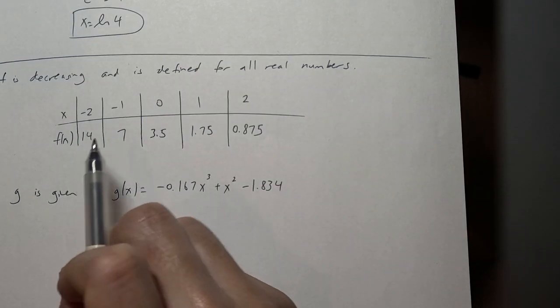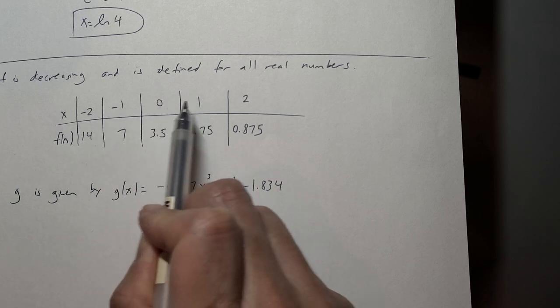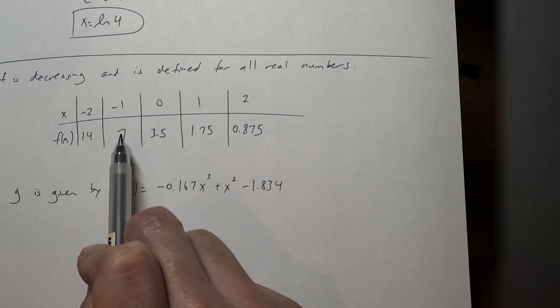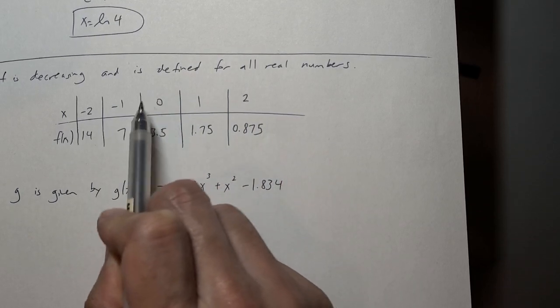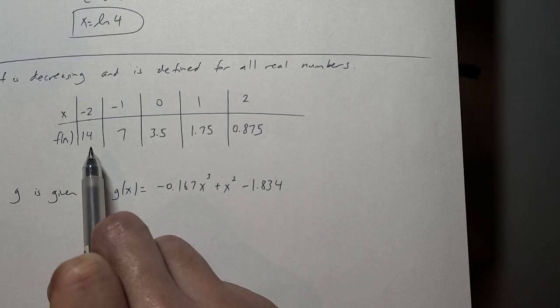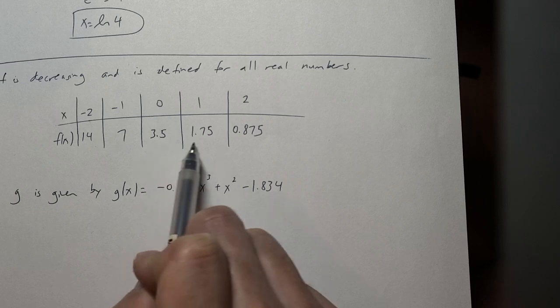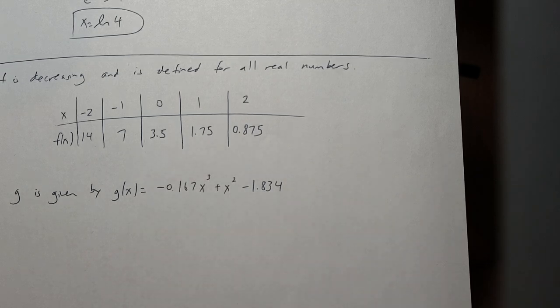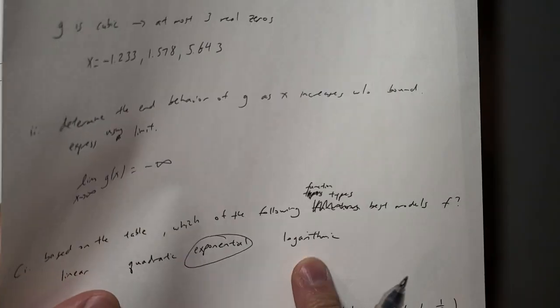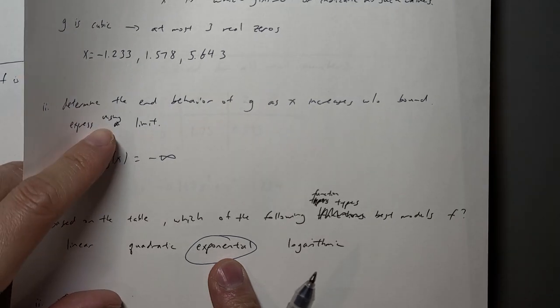It's not linear because this is a constant step of 1 in the x, right? The change in y for a linear function should be the same for the same change in x, okay? This is a change of 7. This is a change of 3.5, so even smaller. This is a change of 1.75, even smaller, okay? Logarithmic and exponential are left, okay?